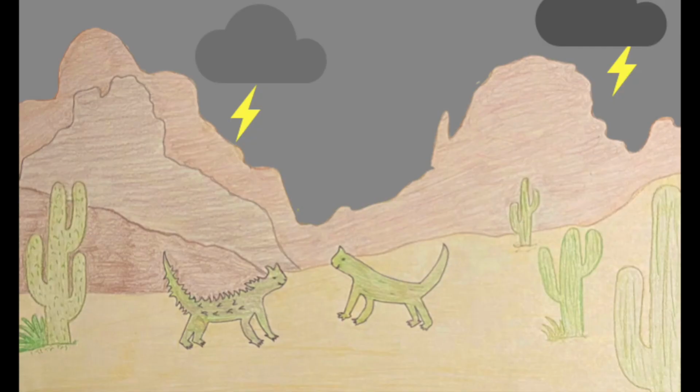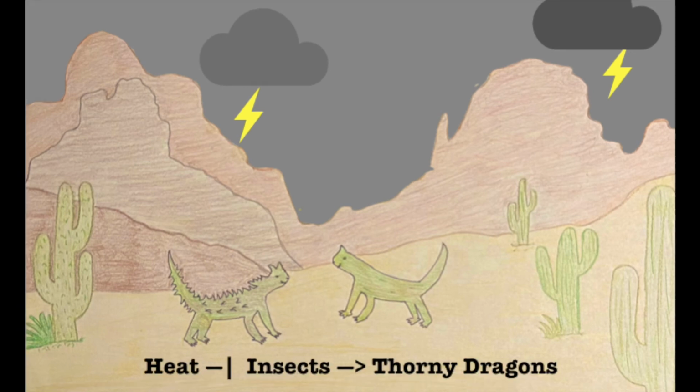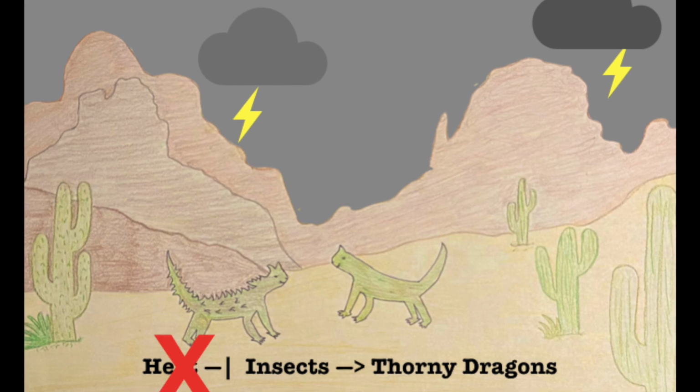When the rain comes, it interferes with the networks and inhibits the heat from killing the insects, similar to how RNA molecules stop the expression of some genes. When the rain comes, the heat is stopped, which allows the insects to promote the thorny dragons and they can obtain their food.